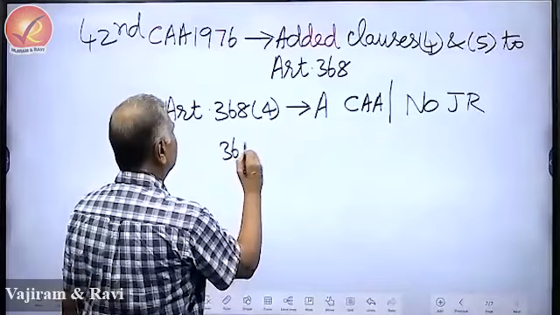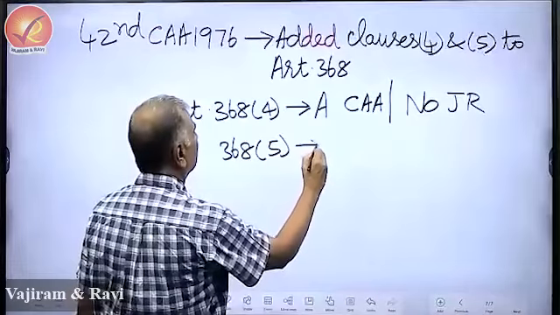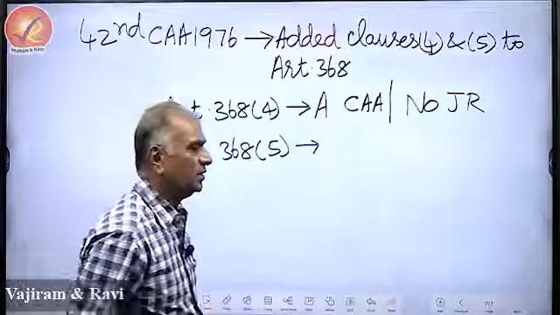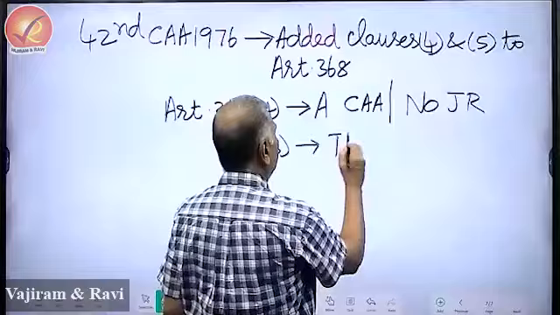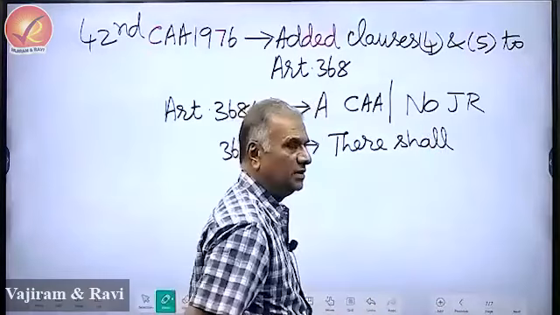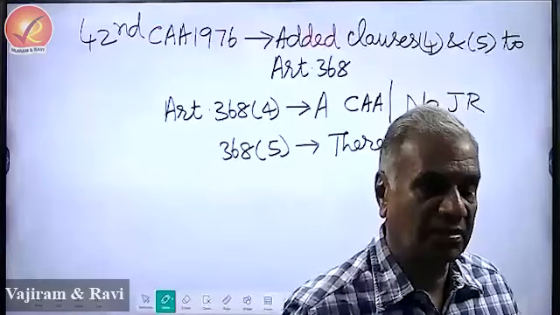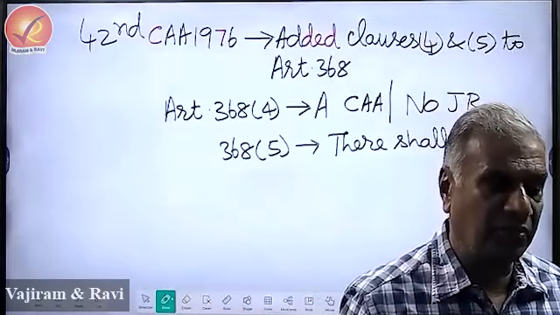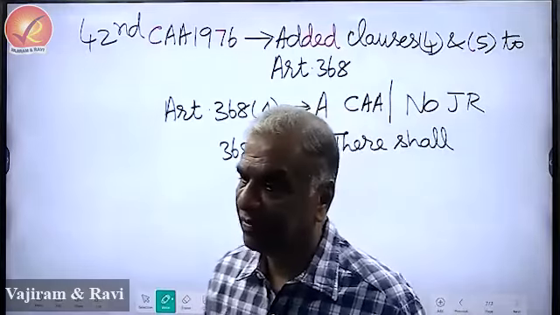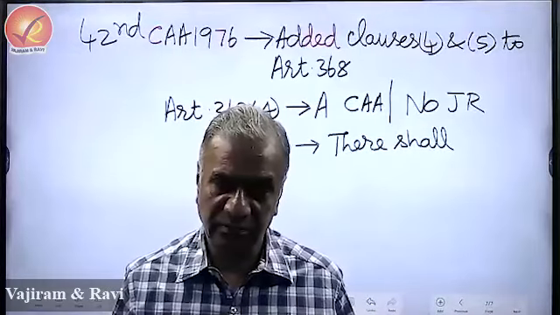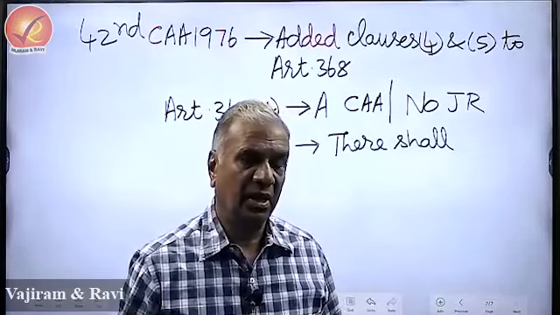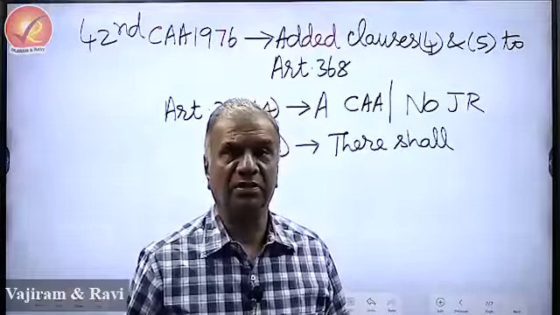Then Article 368, Clause 5. What did it say? It said that there shall be no limitation whatsoever on the amending power of the Parliament.